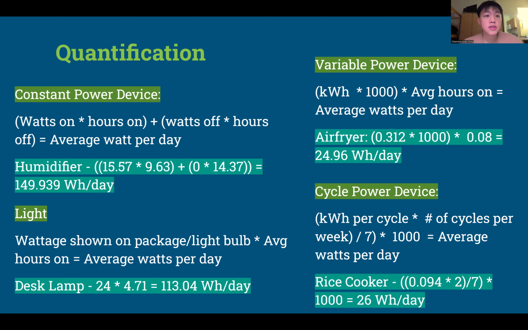Moving on to quantifications, these are the formulas that I use to calculate my energy usage. For my humidifier, it is a constant power device, so I got about 149.939 watts per day. For my light, I got about 113.04 watts per day. For my air fryer, I got 24.96 watts per day. And for my rice cooker, about 26 watts per day.